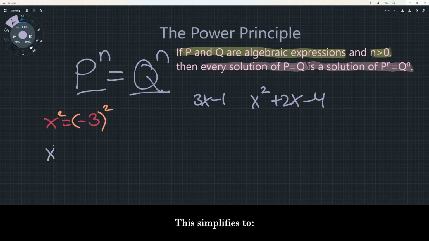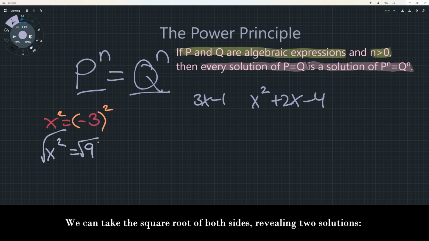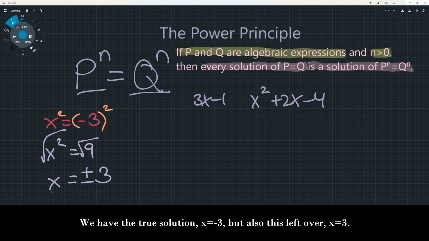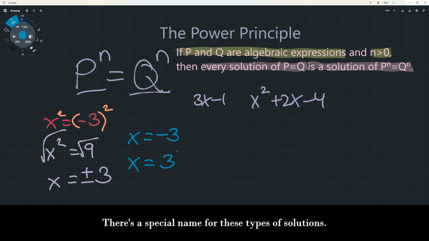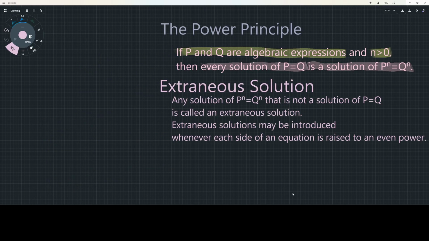This simplifies to x squared equals 9. We can take the square root of both sides, revealing two solutions, x equals plus or minus 3. Look at what we have. We have the true solution, x equals negative 3, but also this leftover, x equals positive 3. What do we do with it? There's a special name for these types of solutions. Extraneous solution. Any solution of P to the n equals Q to the n that is not a solution of P equals Q is called an extraneous solution.